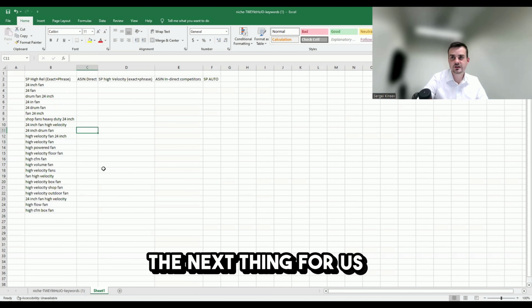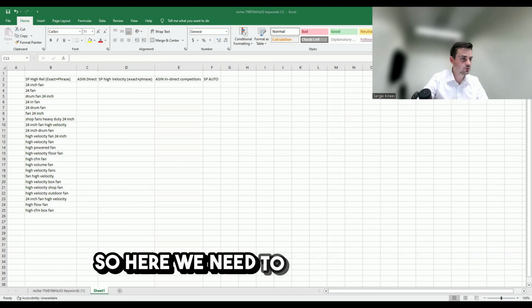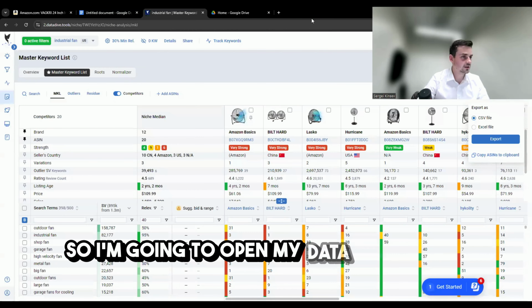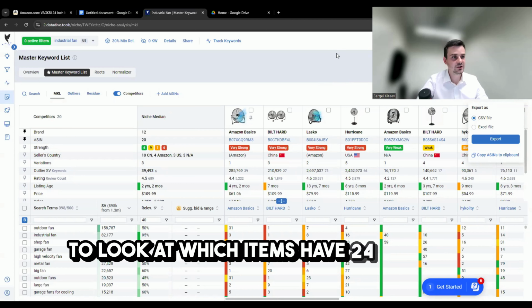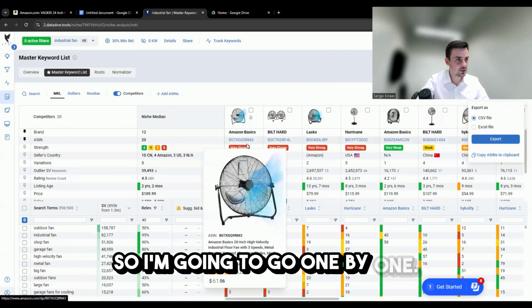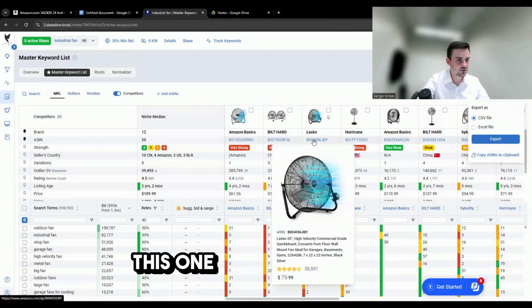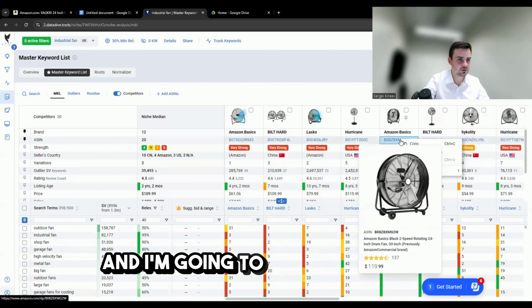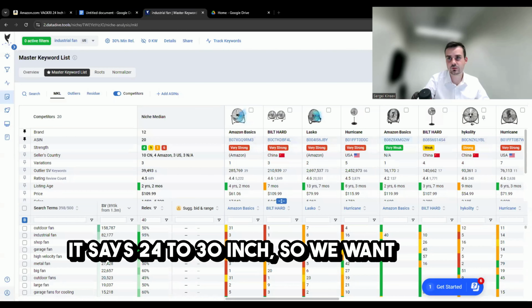The next thing for us is to identify ASIN direct competitors. So here we need to go back to the browser and I will go to Data Dive. I'm going to open my Data Dive and look at which items have 24-inch and higher size. So I'm going to go one by one. This one doesn't, it's 20-inch. This one is 20-inch. This one is 20-inch as well. This one is 20-inch. This was 30. I'm going to take it for sure. It says 24 to 30-inch, so we want to use that.